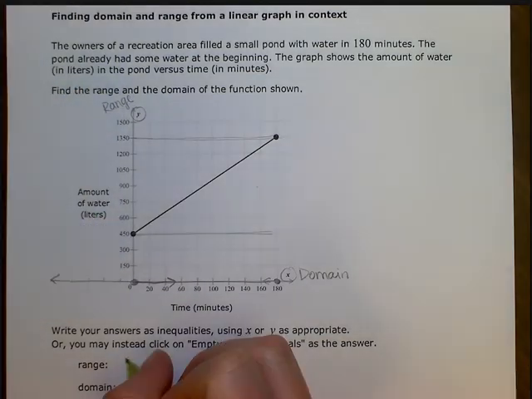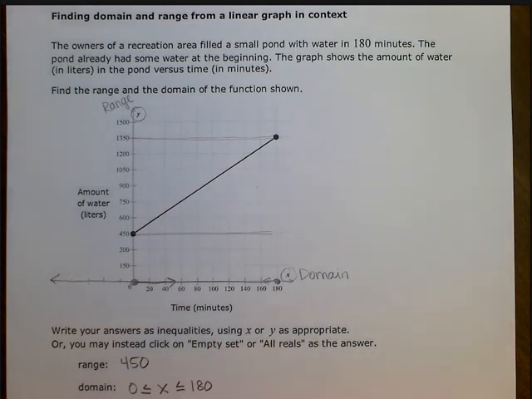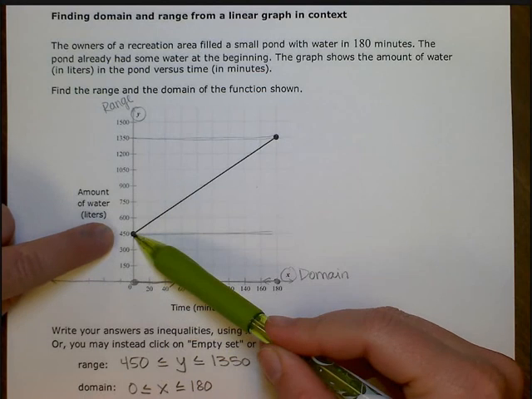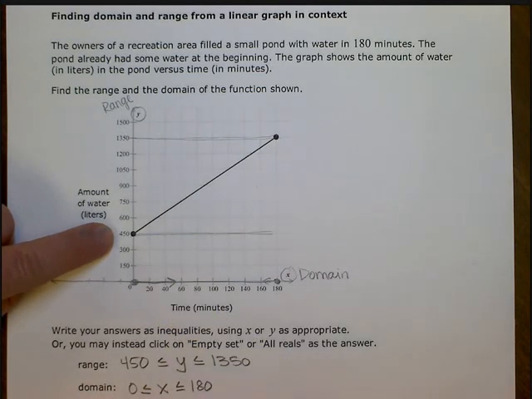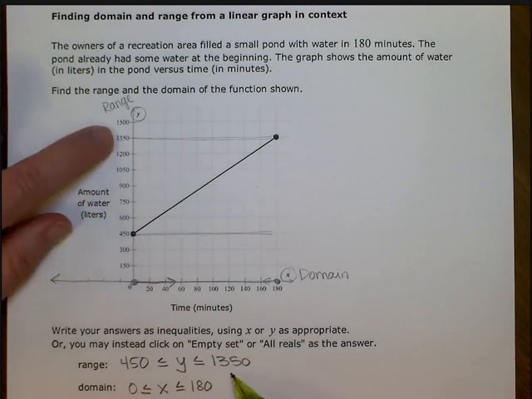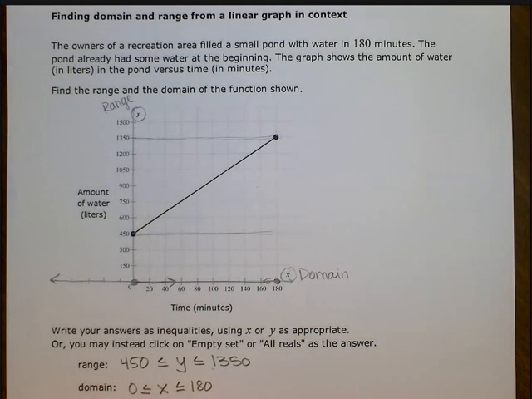So 450 is less than or equal to Y, which is less than or equal to 1,350. That's because at time 0, there was exactly 450 liters. So Y can equal 450 liters, or Y is bigger than it up until it equals exactly 1,350. So those are my domain and range for this problem.